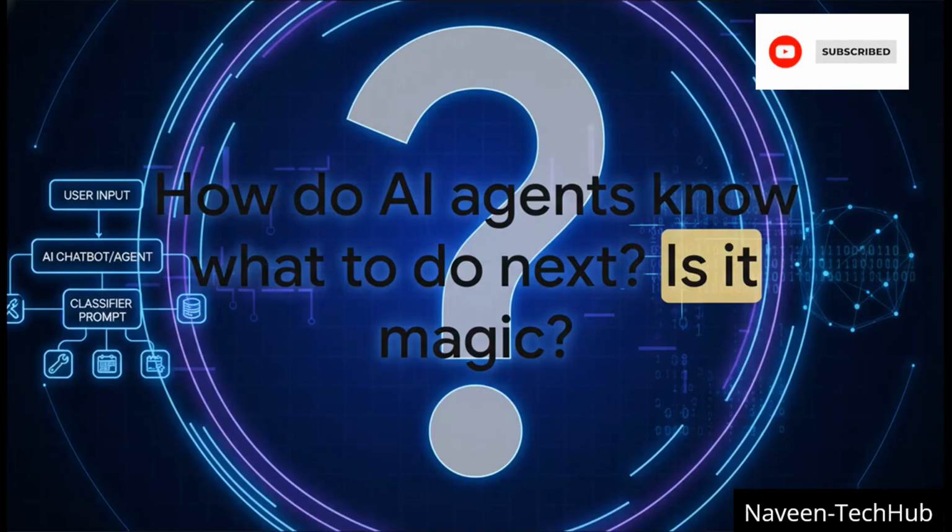So have you ever wondered how an AI chatbot just gets what you're asking? Or how an AI agent figures out exactly which tool it needs to use? It really can feel like magic, right? Well, it's not magic. It's actually a really clever and surprisingly simple engineering pattern. And in this explainer, we are going to unpack that mystery together.